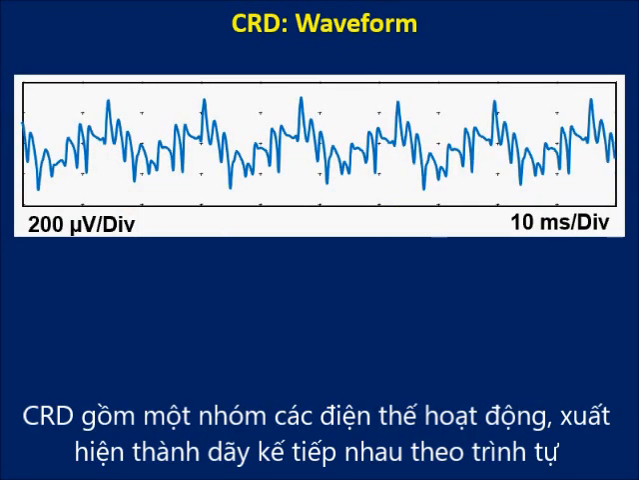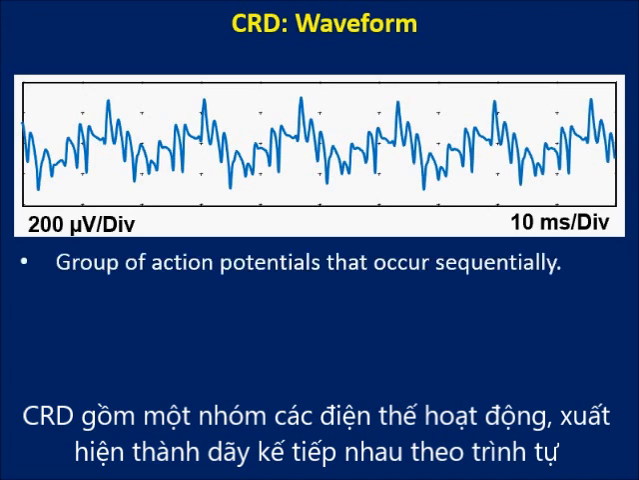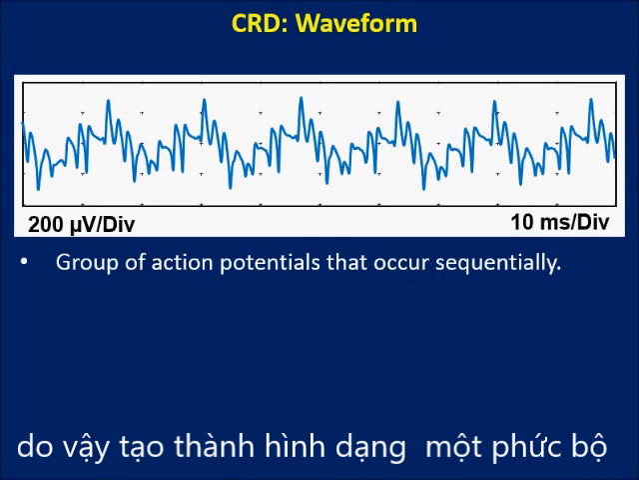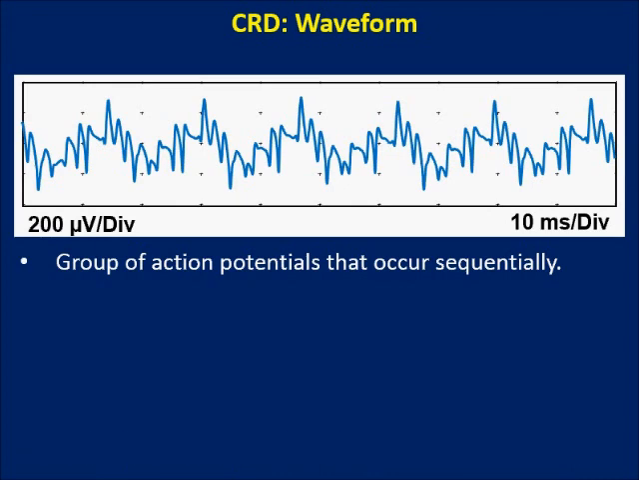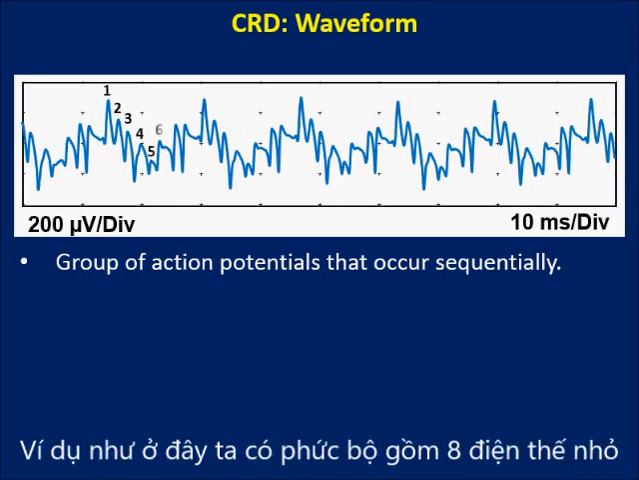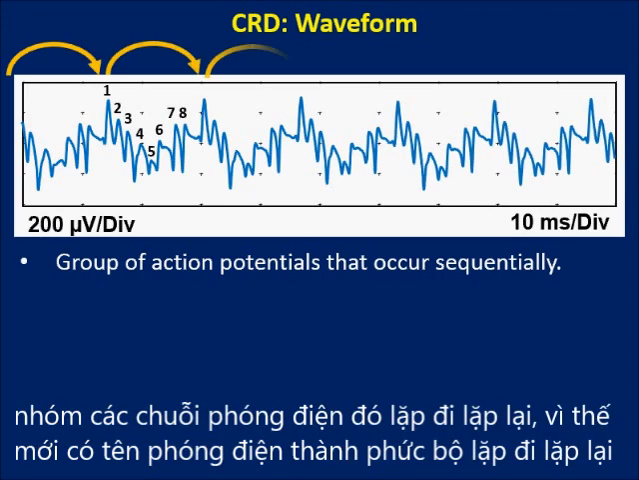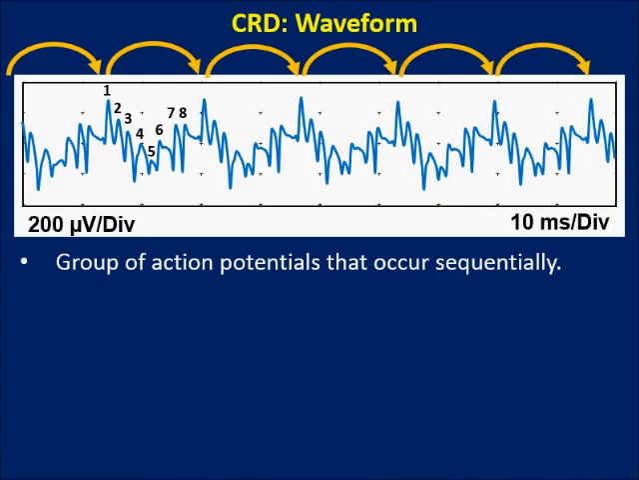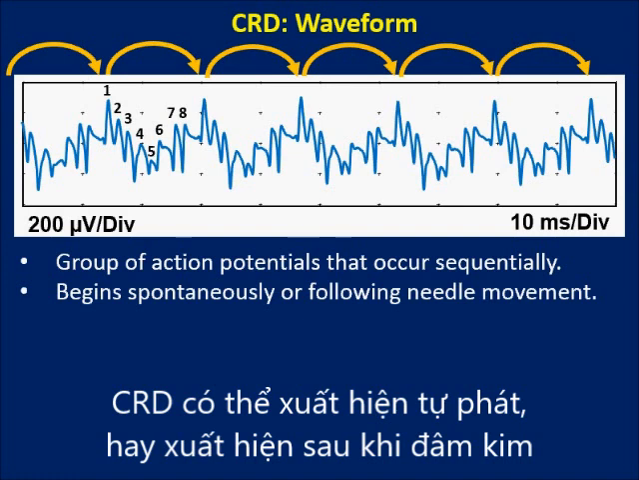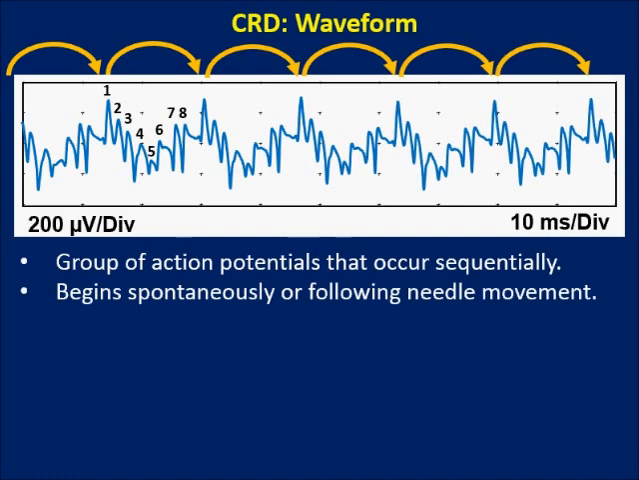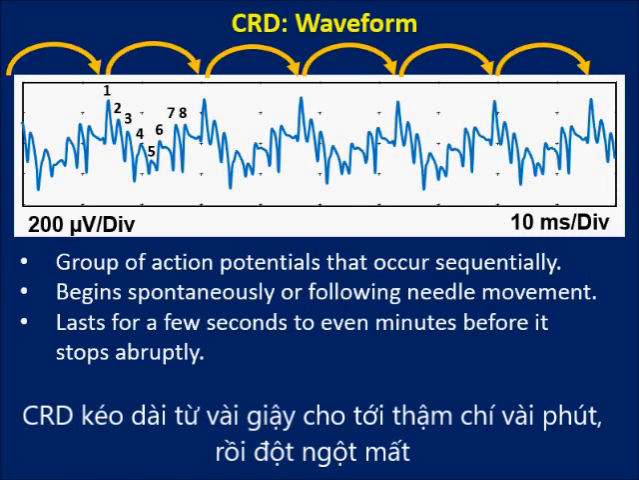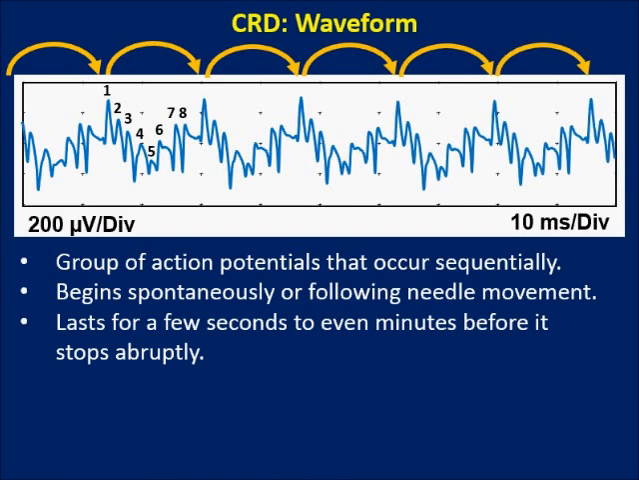A CRD contains a group of action potentials that occur in a sequential manner. This gives it a complex appearance. In this example, we can see 8 such time-locked action potentials. This group discharges repeatedly, and hence the term complex repetitive discharge. The discharge can begin spontaneously or following needle movement. The discharge may last for a few seconds or even minutes before it stops abruptly.